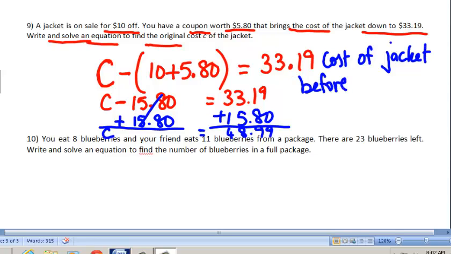Okay, so the cost of the jacket before the discount is $48.99. All right, I want you to go ahead and finish 10 by yourself, and I'll see you next class.